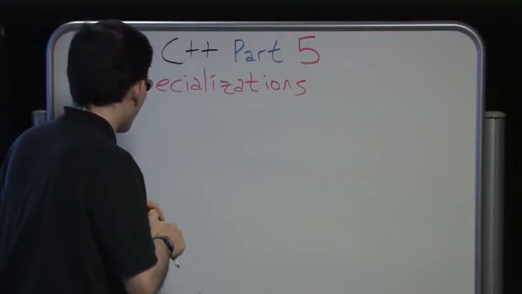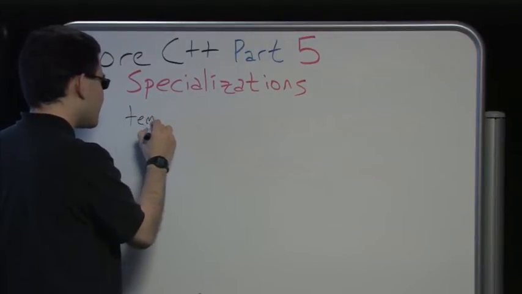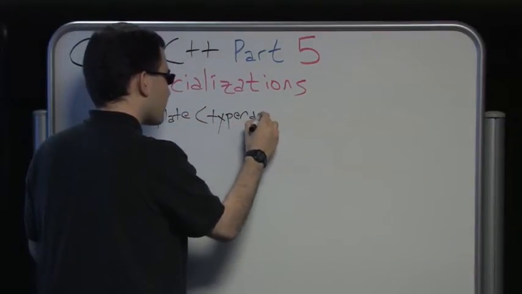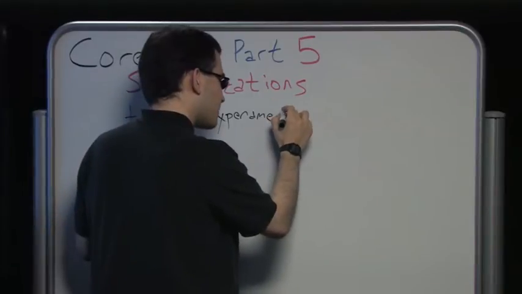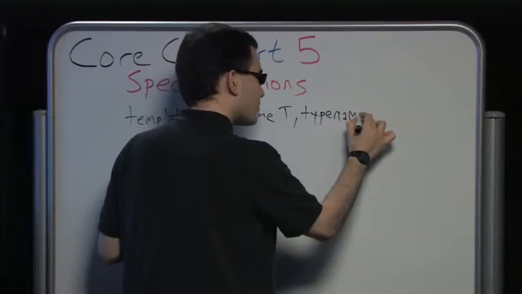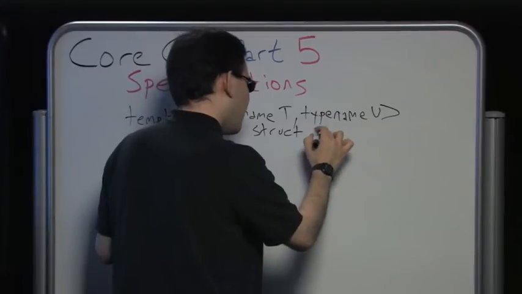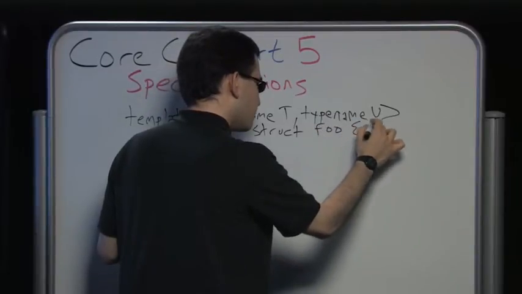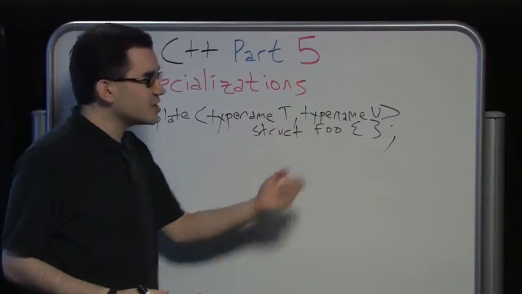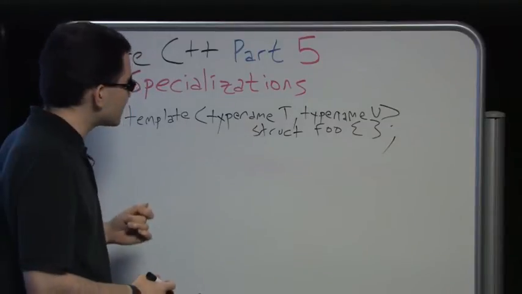So imagine that I have a primary template, and let's say it's of the form template typename T, typename U. Could be a struct or class, I don't care. And then struct Foo. And this is going to go do cool things. So an explicit specialization would lock down both T and U to concrete specific types. That's the hallmark of an explicit specialization.